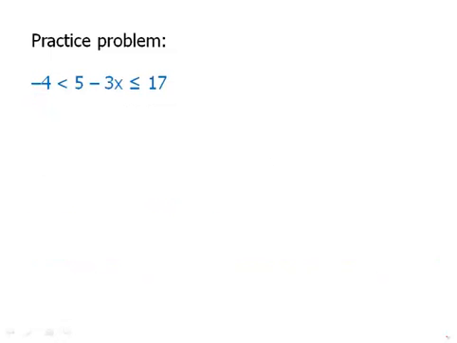Here's another practice problem. Pause the video and then we'll talk about this. This is tricky because this is a series of inequalities, but we do this exactly the same way as we do anything else. First of all, we can just subtract 5 from all 3 of them, and that's how we get -4 minus 5 is -9. We cancel the 5 in the middle, and then 17 minus 5 is 12.